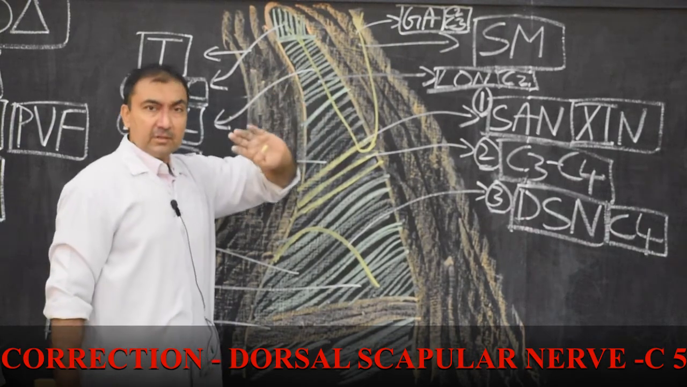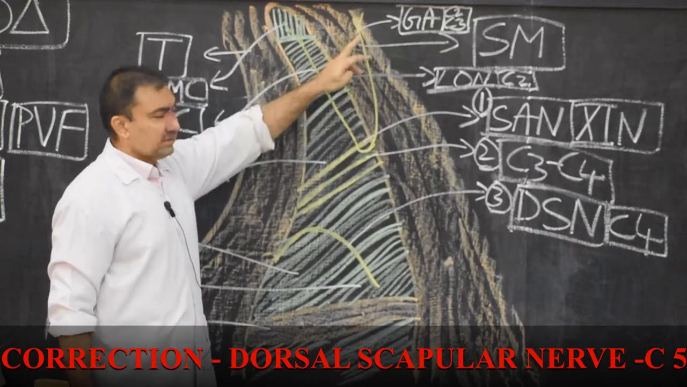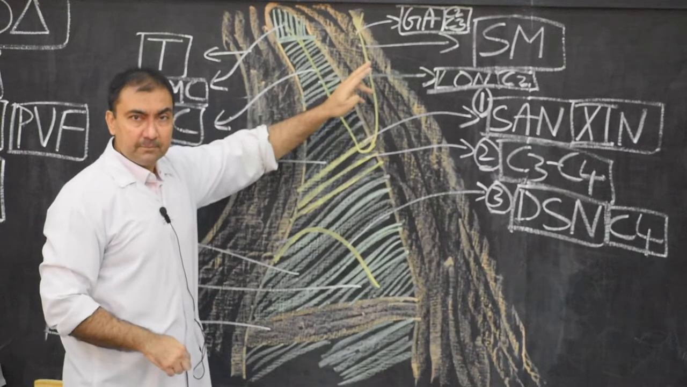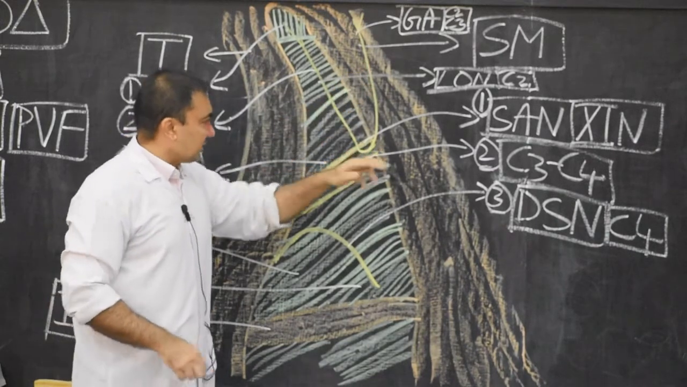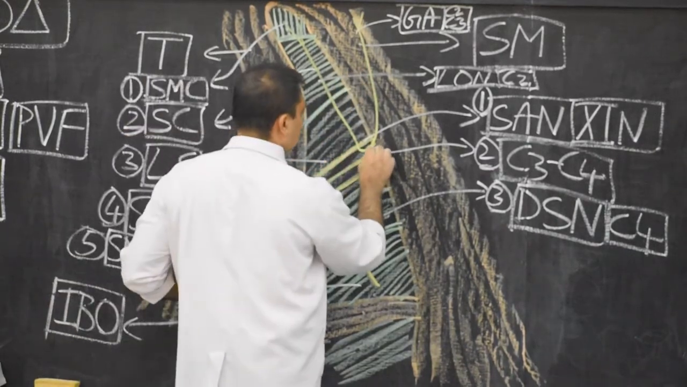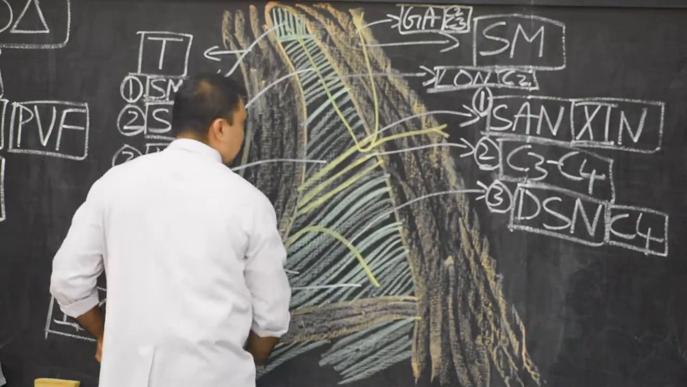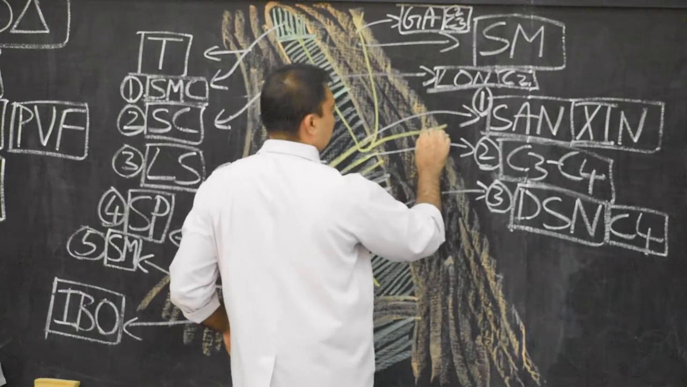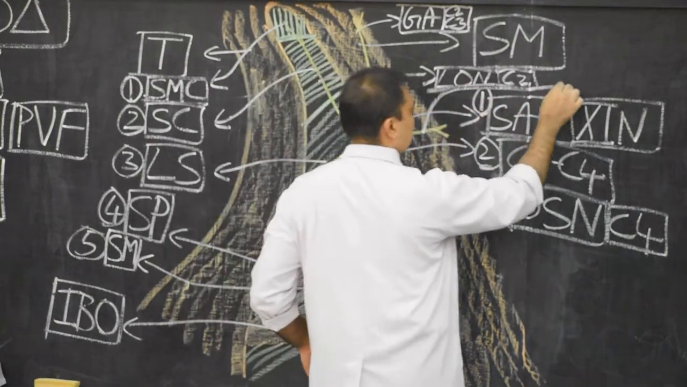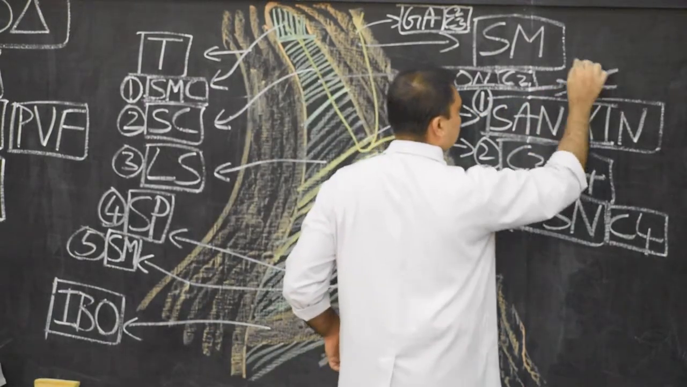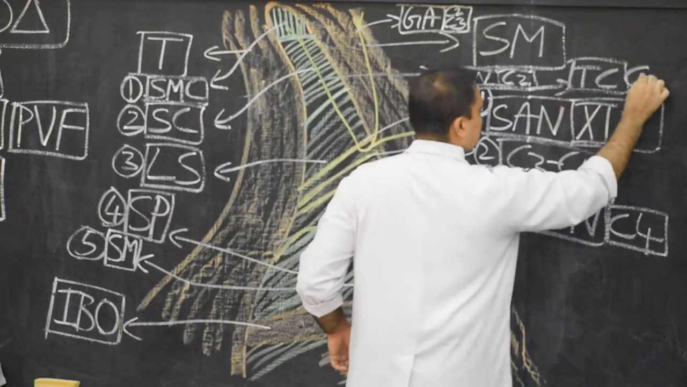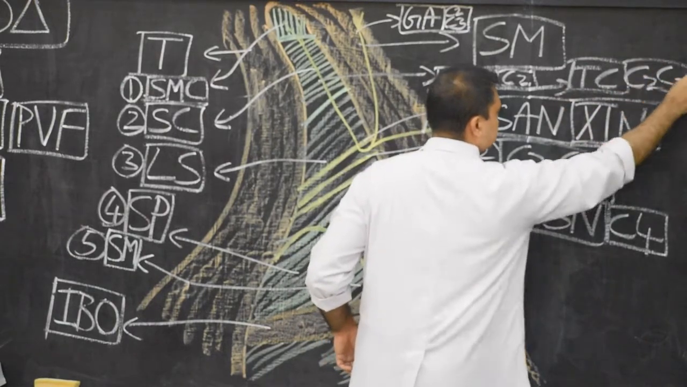The greater auricular will travel on the sternocleidomastoid muscle along with the external jugular vein. Then comes the transverse cervical, which will pass across the sternocleidomastoid muscle, and therefore here I'll put an arrow and mention this as transverse cervical nerve having roots C2, C3.